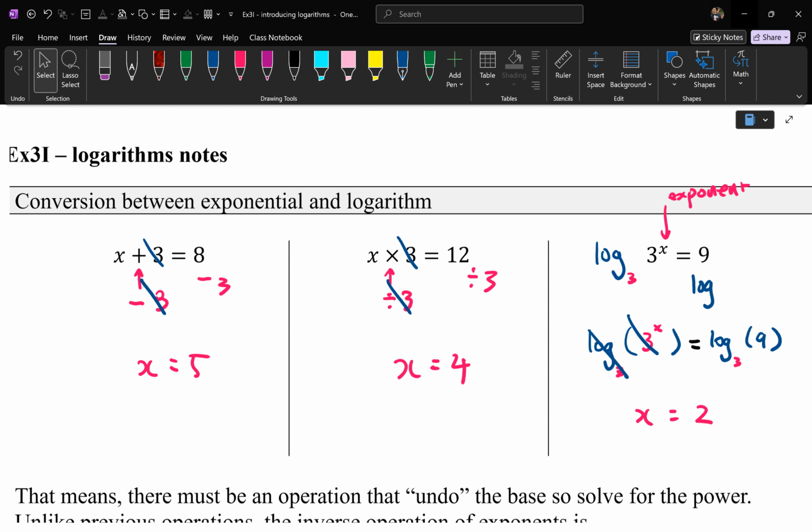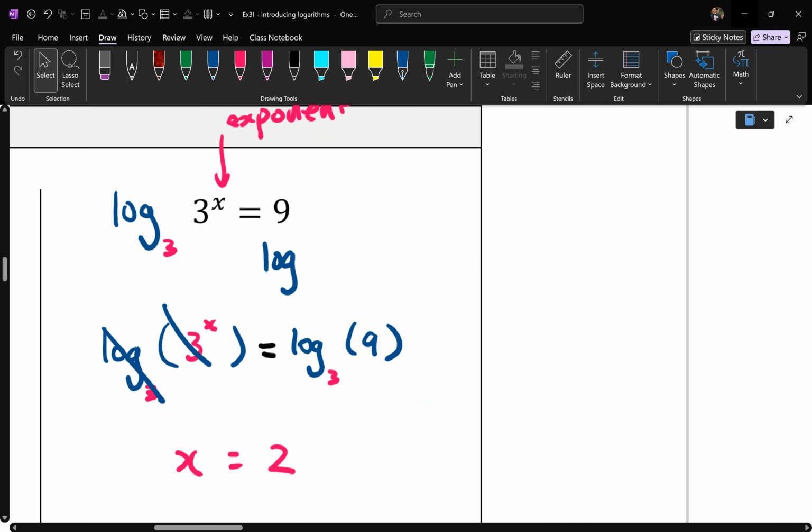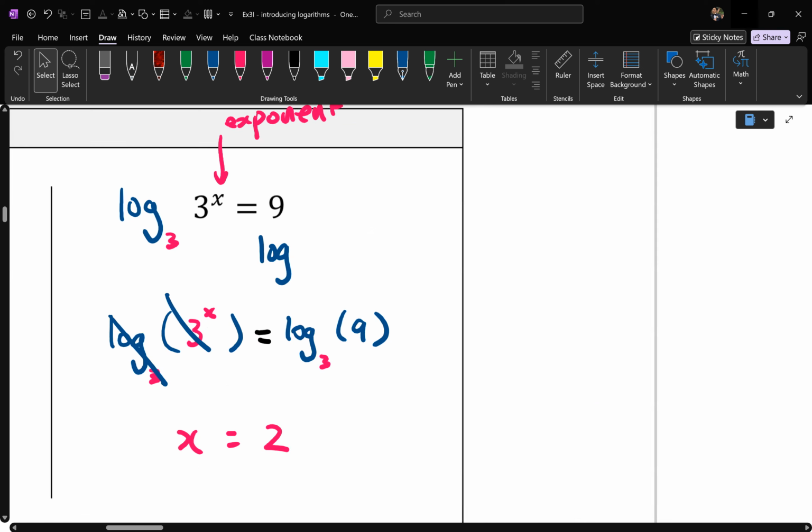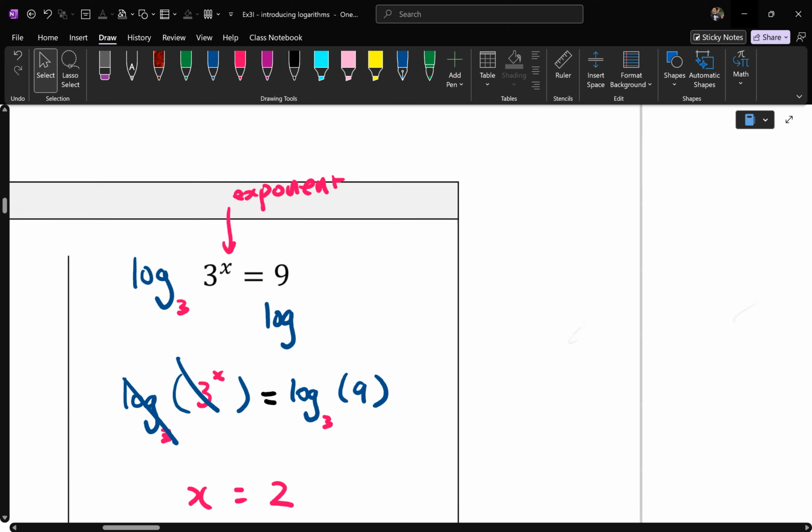Yep. Which part? This one. All right, let's do another one. I'll just do it on the side.